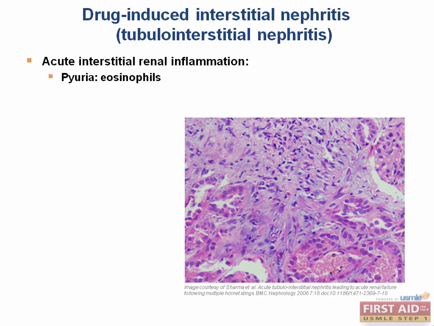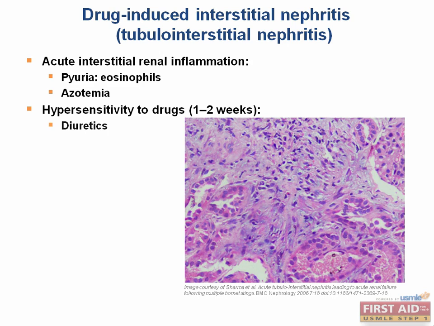This H&E section shows interstitial infiltrates comprised of neutrophils and eosinophils, which is highly suggestive of tubulointerstitial nephritis. Azotemia will be present as renal function declines. It usually results from a hypersensitivity reaction 1 to 2 weeks after taking drugs that can act as haptens. These drugs include diuretics, penicillins, sulfonamides, and rifampin.